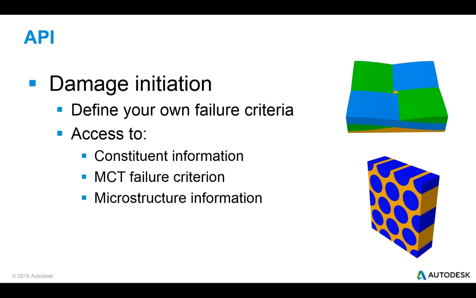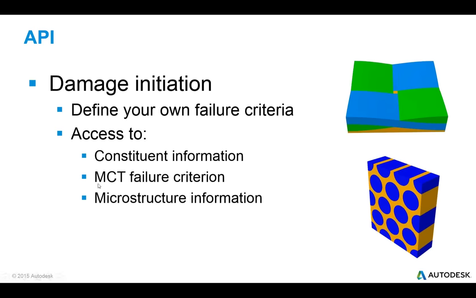By that I mean we give you access to certain information that most codes do not, such as what we call constituent information. If you write your own failure criteria now, you can write a failure criteria at the fiber and matrix level, where fibers are the blue, matrix is the orange, and that same microstructure is present in each of these tows here. You can write your own failure criteria at that level, and we'll give you access to the fiber and matrix stress and the material properties. We'll decompose from what we call lamina level to fiber and matrix level, and you can write a failure criteria at that level.